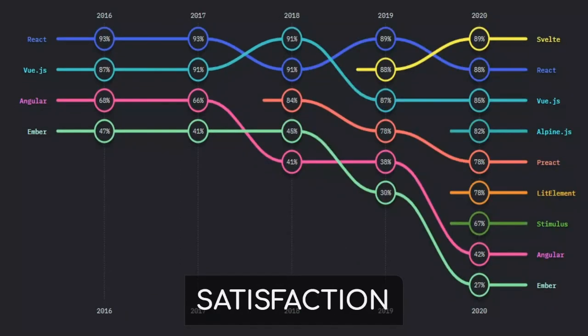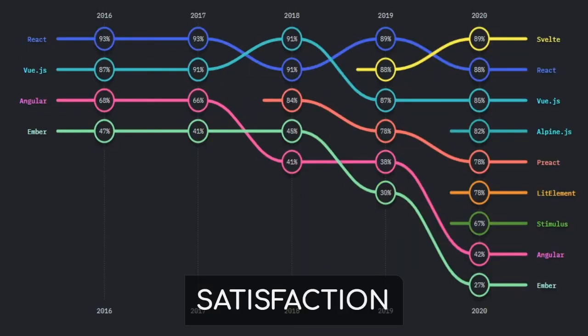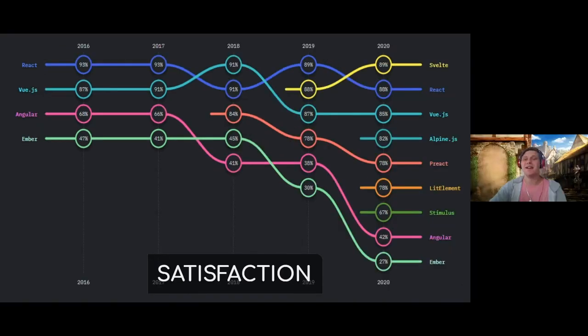Now for satisfaction, with regards to satisfaction, this is where we can see a big difference. React is one of the most loved frameworks, having one of the highest satisfaction rates of all of the frameworks present, with a satisfaction rate of 80% throughout all of the years of surveying. Angular, on the other hand, started strong and steadily declined with a satisfaction rate from 68% in 2016 and finally hitting an all-time low in 2020 of 42%.